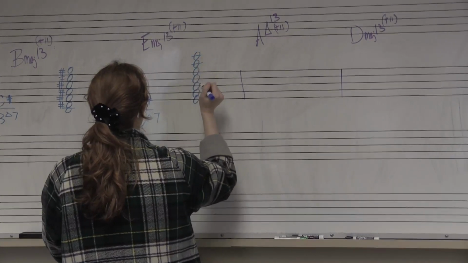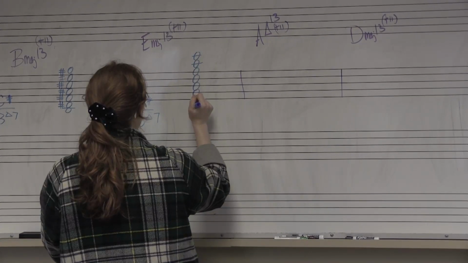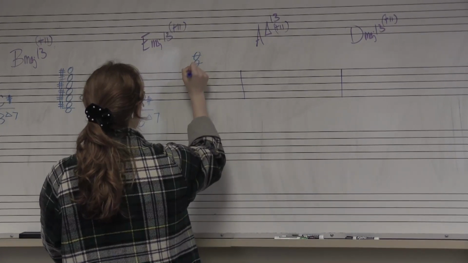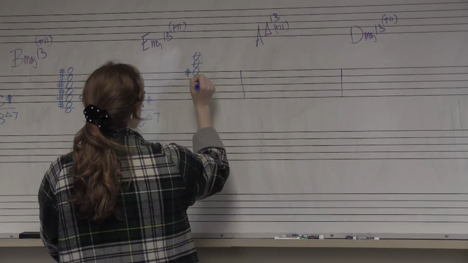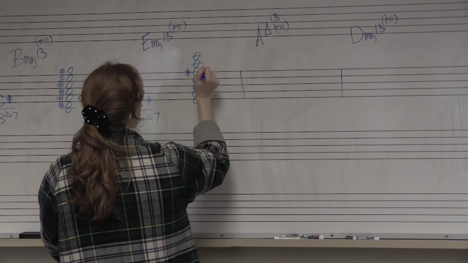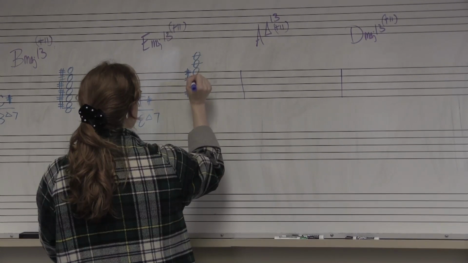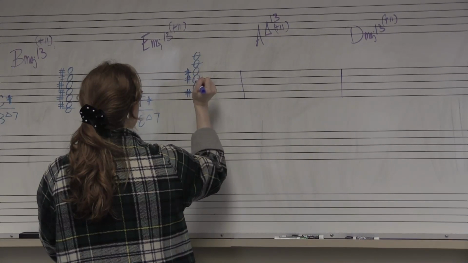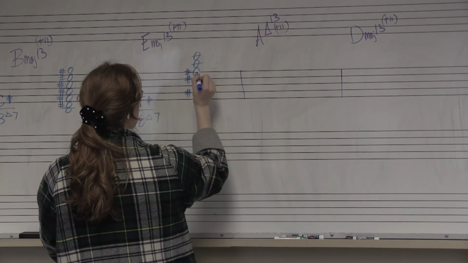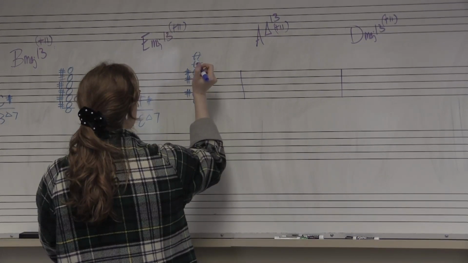Good for you. And then what? E, G sharp, right? Yeah. Then we got F sharp. Major triad, right? F sharp major. Mm-hmm.